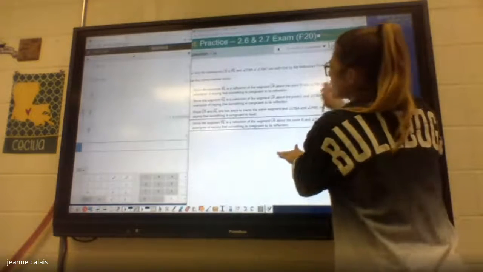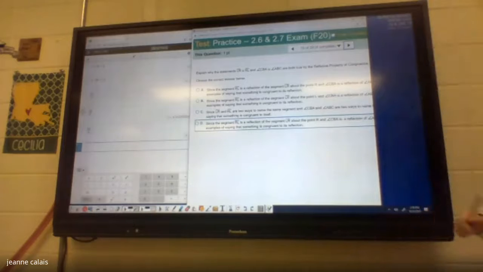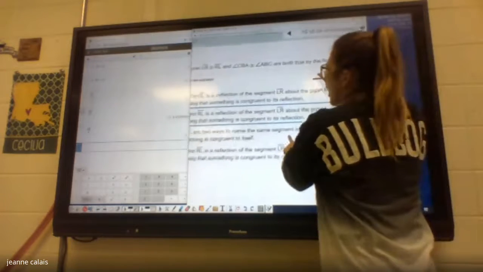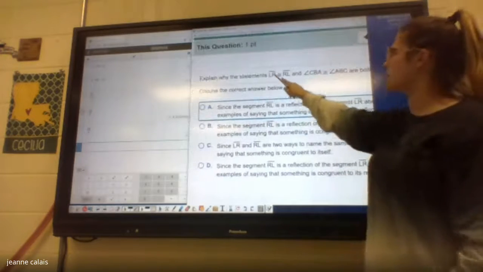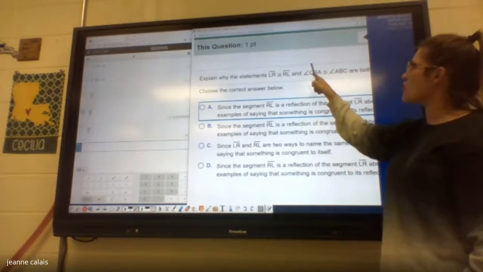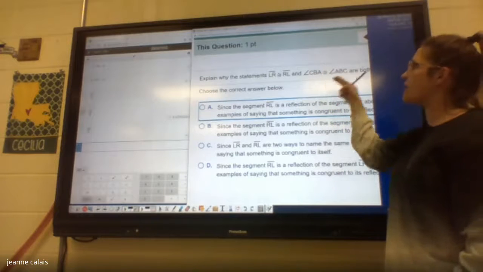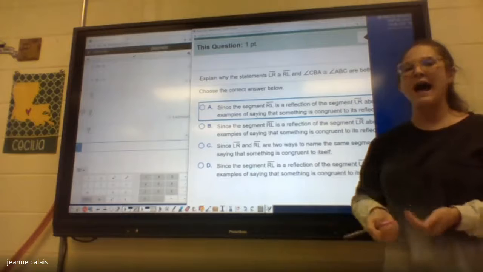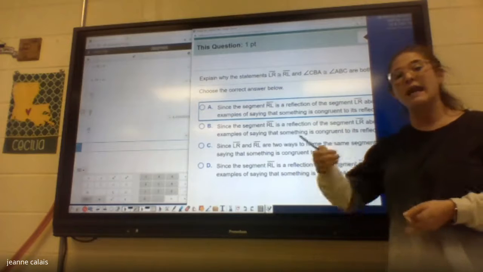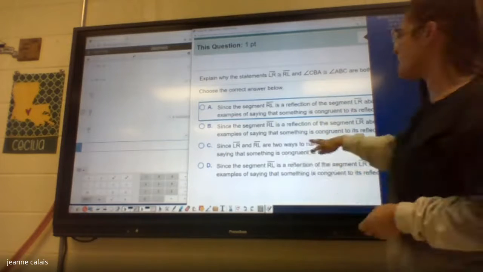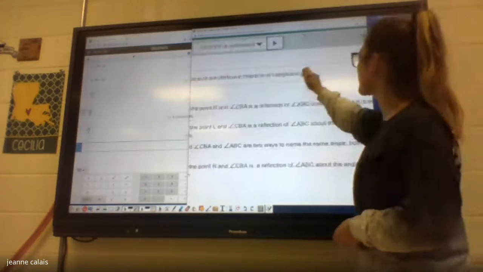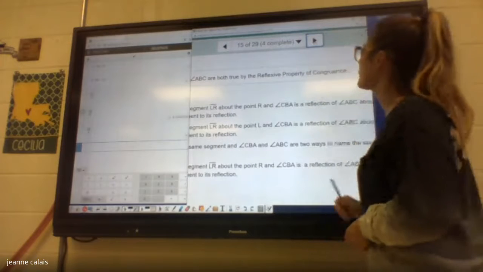All right, so this one is going to be an essay style question. When I say essay, I want you to explain to me why segment RL congruent to segment LR is the same. Why is angle CBA congruent to angle ABC? Draw it out if you have to. Think about how we name line segments, and think about how we name angles. It's not going to be multiple choice. You will have to make your own conclusion and explanation why that holds true for the reflexive property.